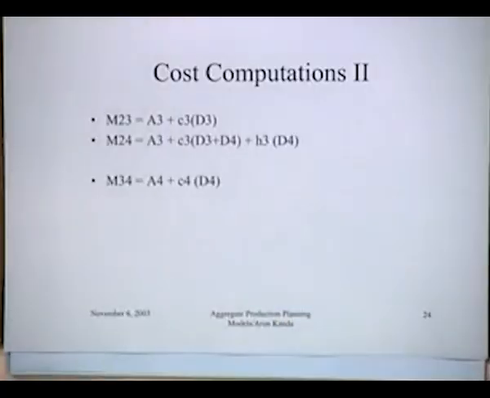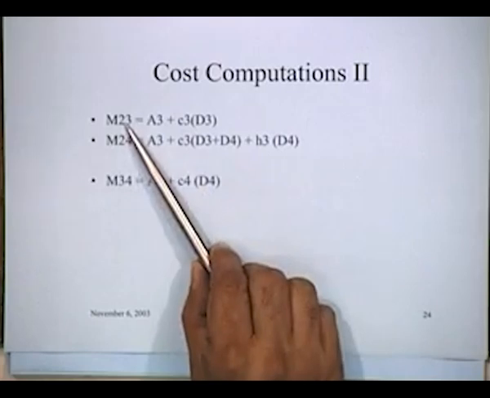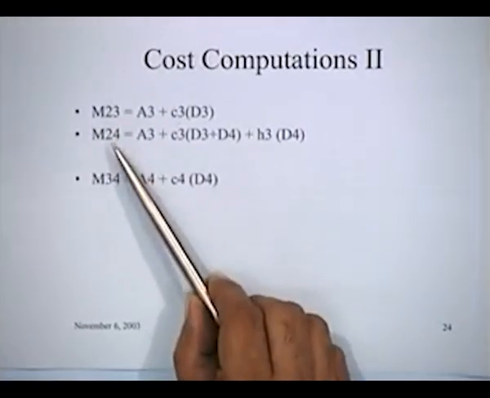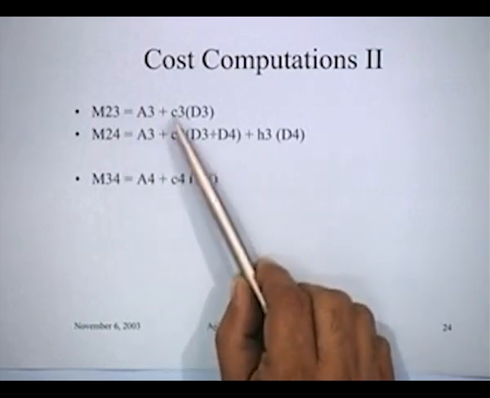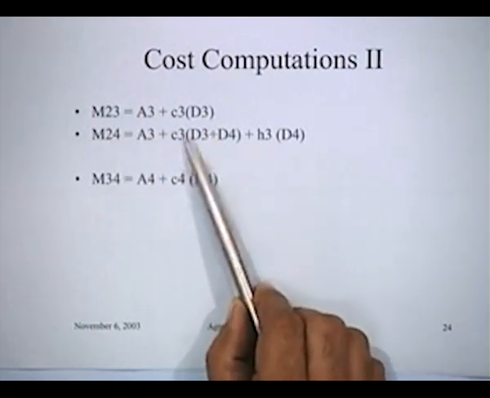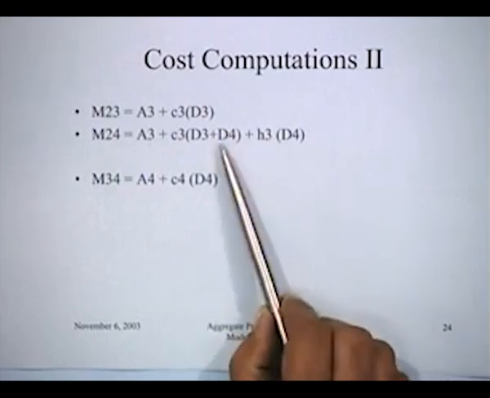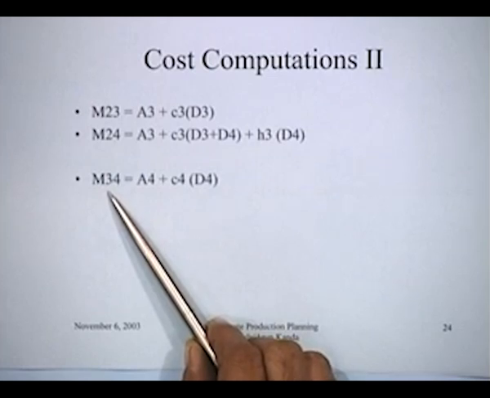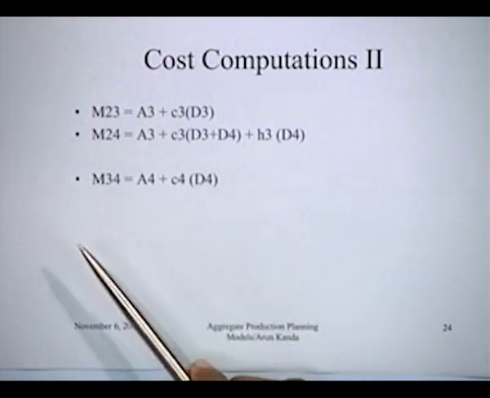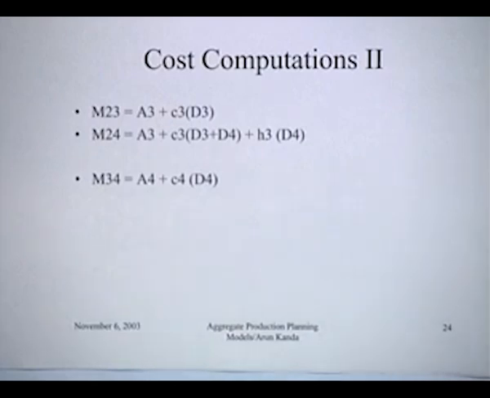So then let's talk about the remaining 3 arcs, M23, M24 and M34. M23 and M24 is the cost of producing in period 3. So this is A3 plus C3 into D3, A3 plus C3 into D3 plus D4, and then H3 into D4, which will have to be carried over. And what is the last arc? M34. This is the cost of producing in period 4 for the requirements of period 4, right? So this is A4 plus C4 D4, that's all. So these expressions have been computed for all the arcs in general, right?